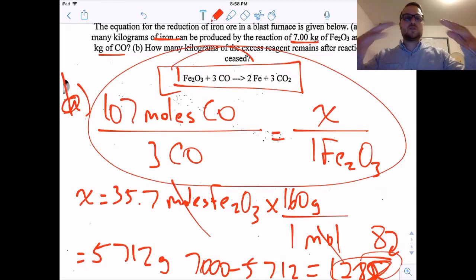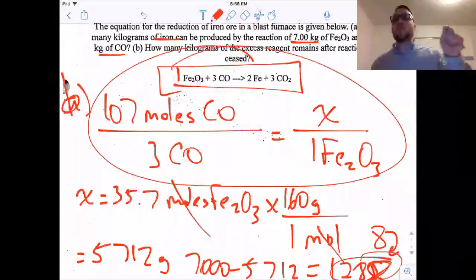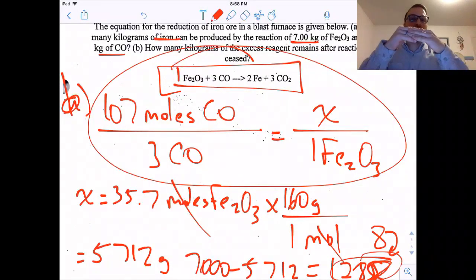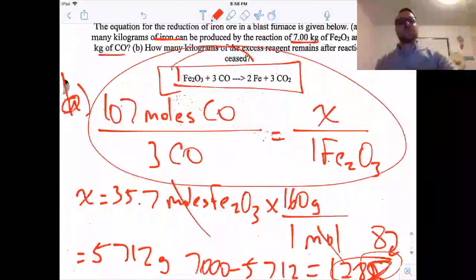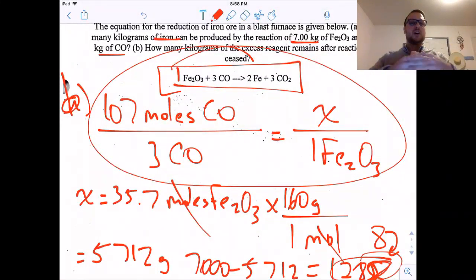The big numbers, for every 1 mole of this compound iron 3 oxide and 3 moles of this compound carbon monoxide, you get a reaction. Iron is formed, carbon dioxide is formed, and that keeps going until you run out of stuff, whatever one is given first.